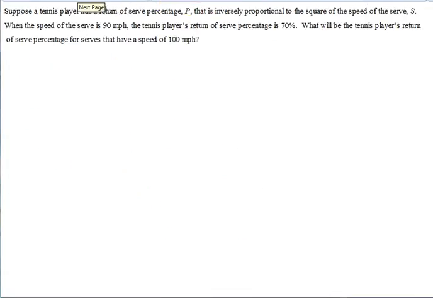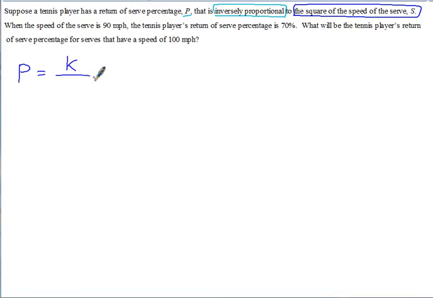Let's take a look at the next example here. It says, suppose a tennis player has a return of serve percentage P that's inversely proportional to the square of the speed of the serve S. So let's write our first equation here. So P, return of serve percentage, is inversely proportional, so K over the square of the speed of the serve, which is S. So S squared. When the speed of the serve is 90 miles per hour, the tennis player's return of serve percentage is 70%.